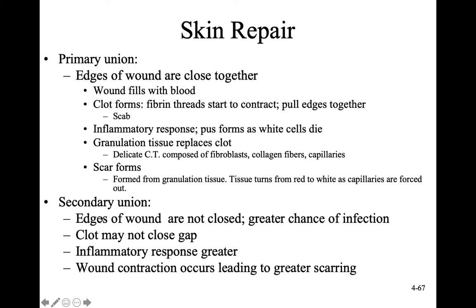Now, secondary union, again, the wound edges are not very close together, and so it's really a harder healing process to occur, and there's a greater chance of infection getting into there. Now, when we have this opening, oftentimes the clot does not close the gap, so we get an open wound that will stay open for a long time, again, increasing that risk for infection. In this case, because the wound is also larger, we also get a larger inflammatory response. This means larger amounts of redness, heat, pain, swelling, and limited function in that area.